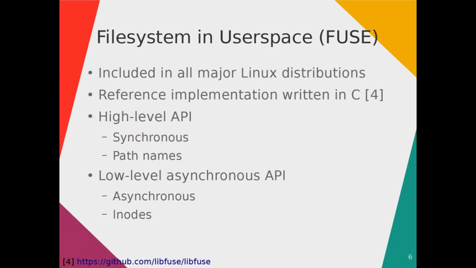FUSE offers two APIs: a high-level, easy-to-use API at the expense of performance, so it's synchronous and works off path names. There's also a lower-level asynchronous API that works off inodes, which are kind of what files are really made of.